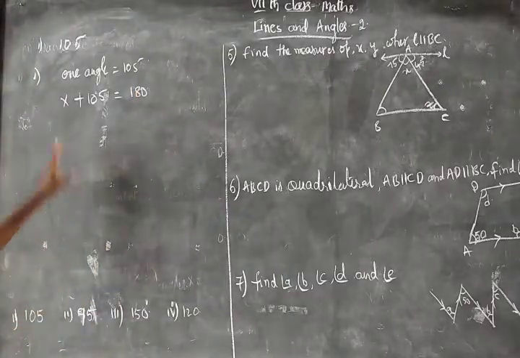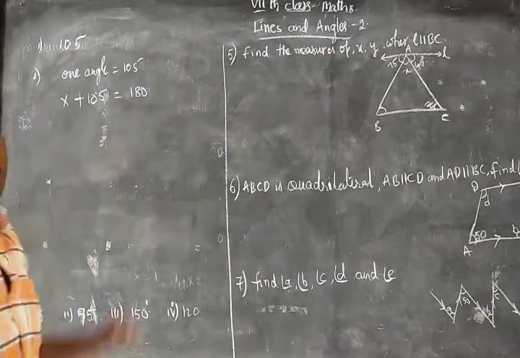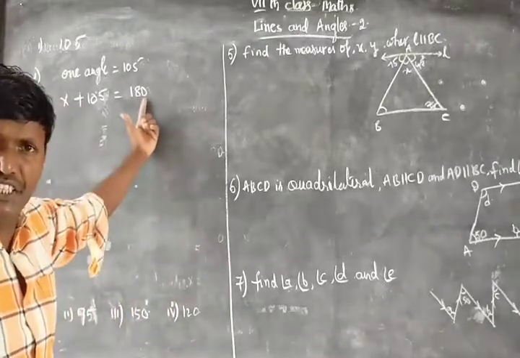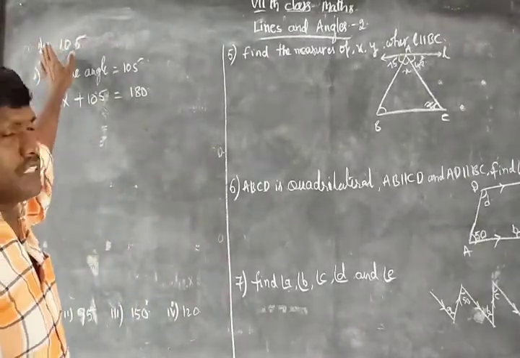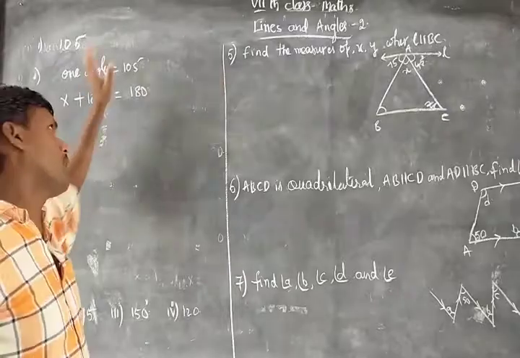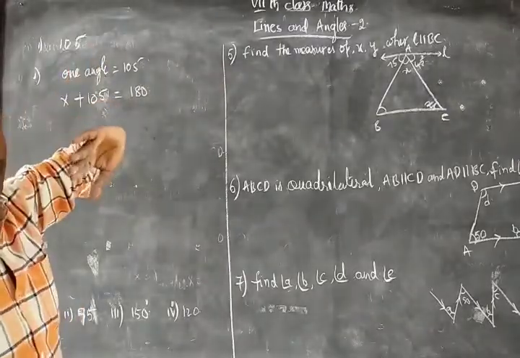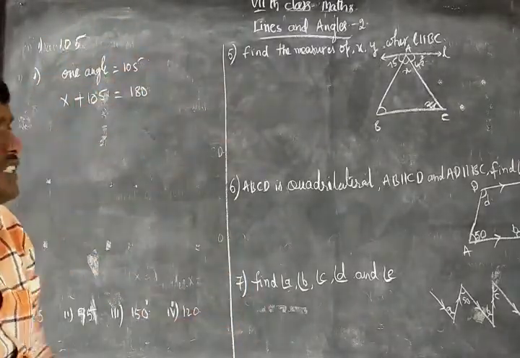Why did I write that? The sum of two angles is supplementary. Why did I compare with 180 degrees? Because he gave that they are supplementary. The sum of these angles is supplementary. He gave that in the question.